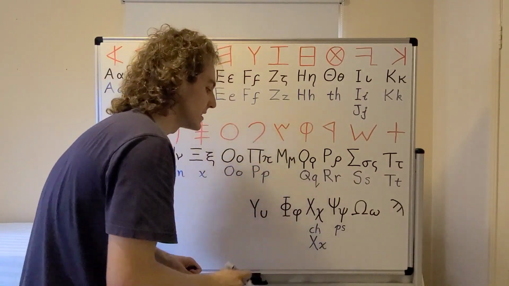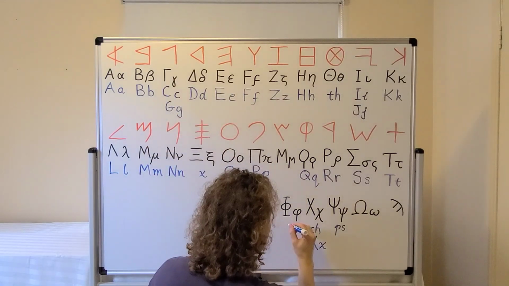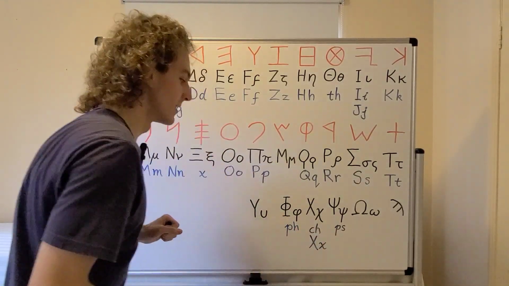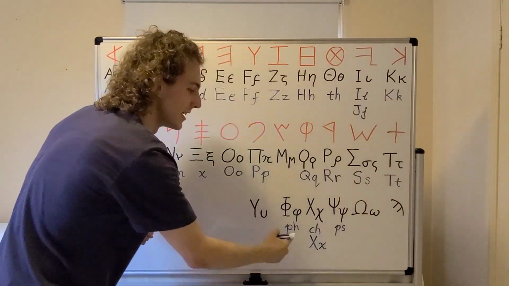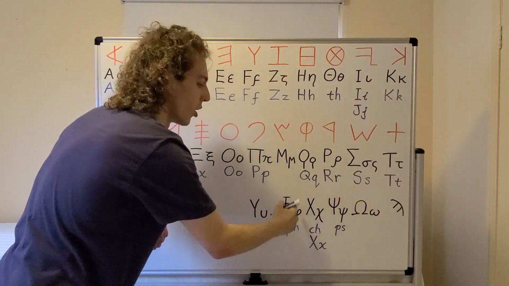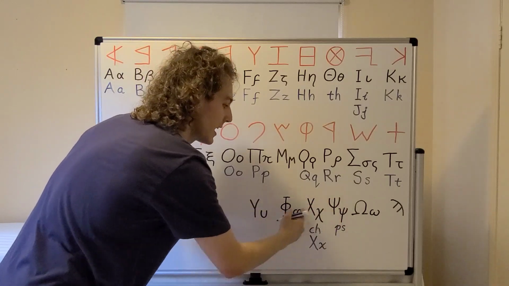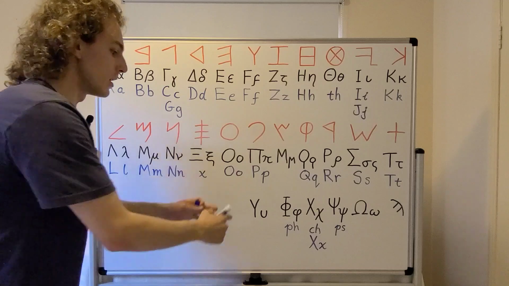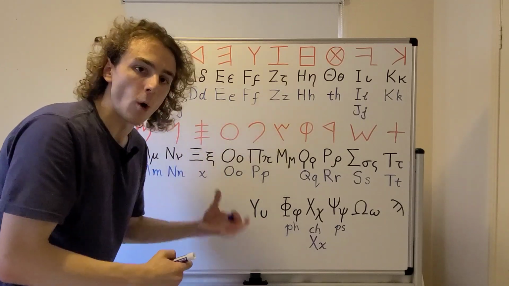Then phi is usually romanized as PH, like in physics. So here we have physics, chemistry, psychology. So these are the romanizations of these Greek letters, phi, chi, and psi. What about upsilon? Well, the capital form looks like the English Y.